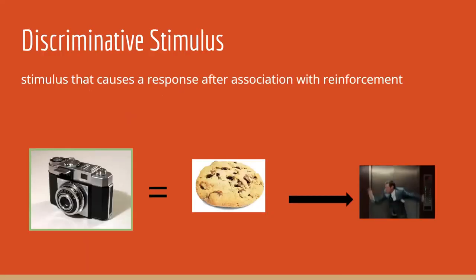All right, now discriminative stimulus. What is this? This is a stimulus that causes a response after it's associated with the reinforcement. So the reinforcement is the cookie, but if Jim Carrey starts to associate that this camera is always brought out to take a video of him dancing, and then he'll get a cookie, if he associates that with the cookie, which is the reinforcer, then that makes it a discriminative stimulus, and it will cause him to do that same response.